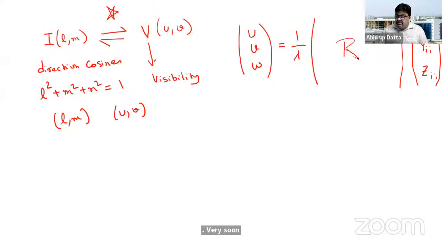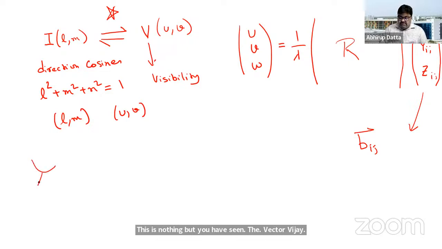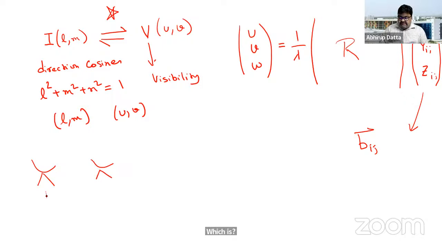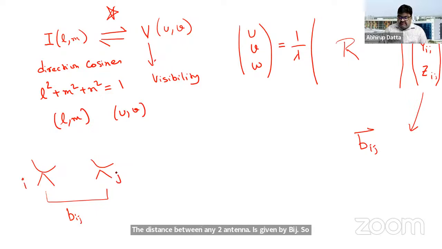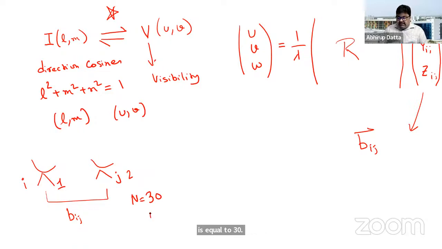Sorry about that. Now, what is this XYZ? We have seen the vector Bij, which is the distance between any 2 antennas. I is one of the antennas, J is the other antenna. For a simple case, we took I as 1 and J as 2, which is also possible, correct? So for n equal to 30, what will be the values taken by I? I can go from 1 to 30, and J can take values from 1 to I.